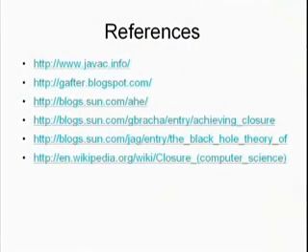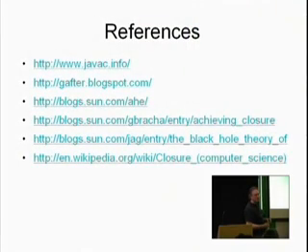Some references. There's a homepage for this, www.javac.info. It used to be my homepage for the Java compiler, but I've repurposed it to be the Java closures homepage. Currently, the only thing that's there is the current version of the specification, but I expect to have not only a history of all of the versions of the specifications, but the open issues list, and maybe even a discussion board for people to comment on it.